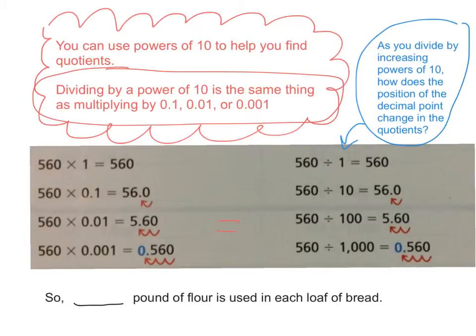Finally, when you multiply a number by 1,000th, how does that affect the decimal point? Well, as you can see in the chart, it moves 3 spaces to the left. Multiplying by 1,000th is the same thing as dividing by 1,000.